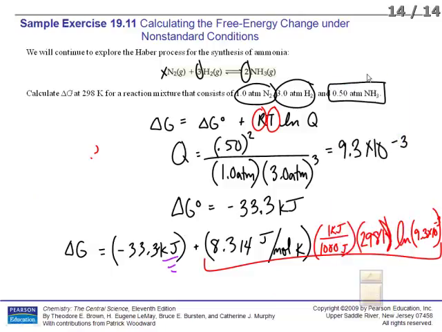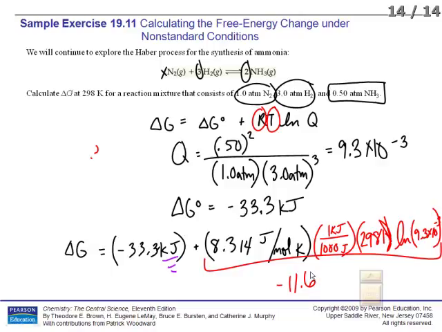0.314 divided by 1,000 times 298 times ln 0.0093. This gives me negative 11.6. Okay, so let's take that front value, negative 33.3, and then minus the additional 11.6.